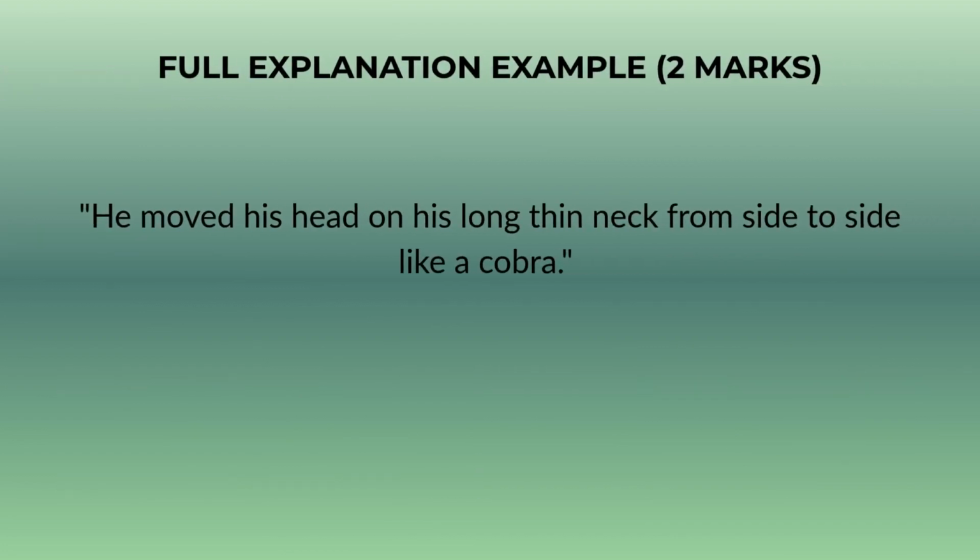Now, let's practice explaining one. "He moved his head on his long thin neck from side to side like a cobra." That is from Freedman's third phase in the short story The Wind and the Ball. So write your own explanation. I'll give you 30 seconds to write.